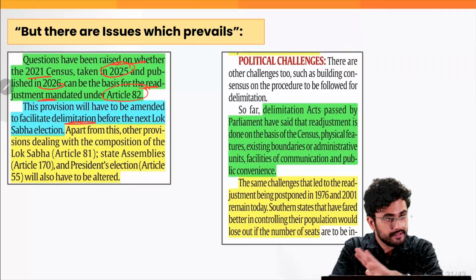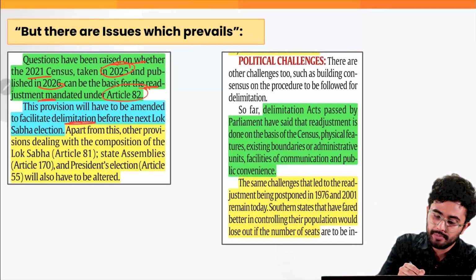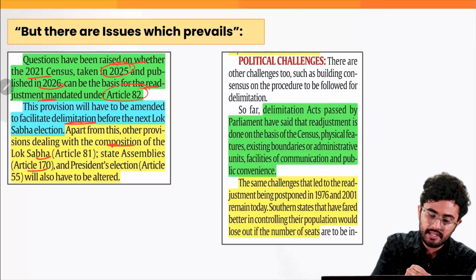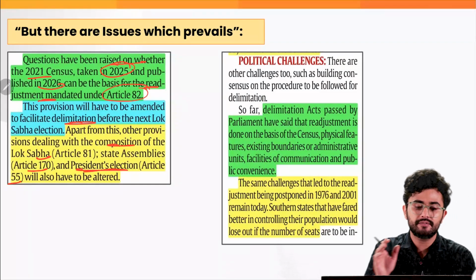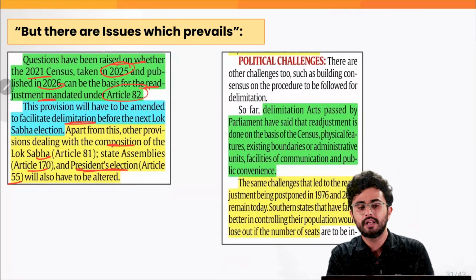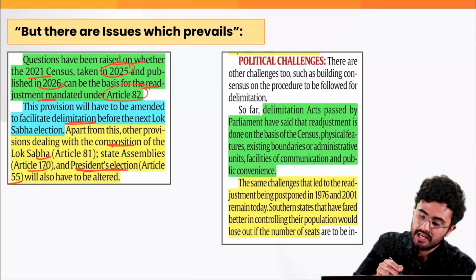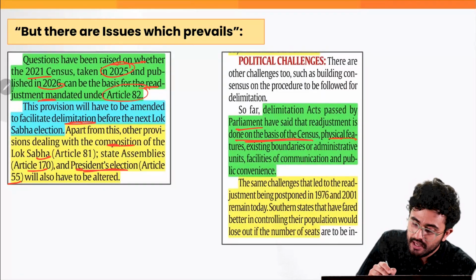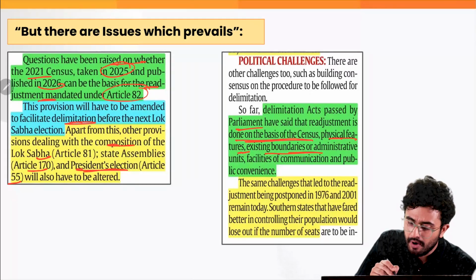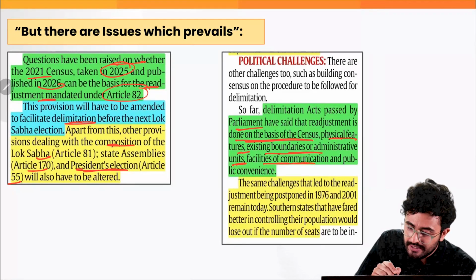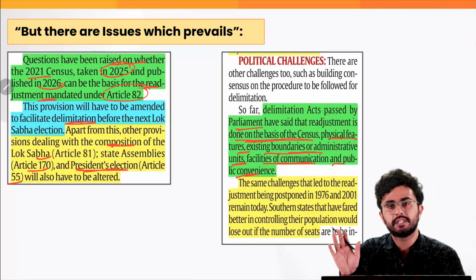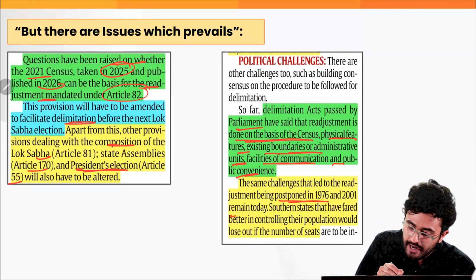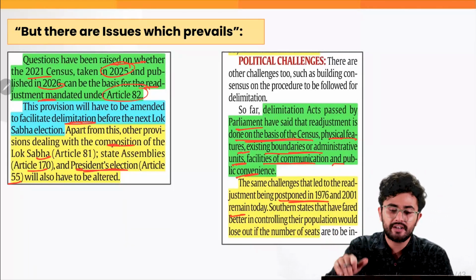Apart from this, there are various other amendments which are required, for example, the composition of Lok Sabha under Article 81, the composition of state assemblies under Article 170, and the president's election under Article 55, which will have to be altered as well. Also, the Delimitation Act passed by the Parliament says that readjustment is done on the basis of census, physical features, existing boundaries or administrative units, facilities of communication and public convenience. The same challenges which led to readjustment being postponed in 1976 and 2001 remain today.